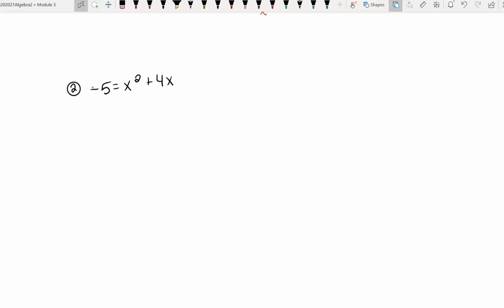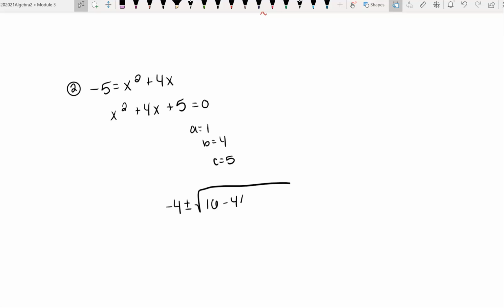Okay, I'm going to get it to look like what we've been getting it to look like. I'm going to have x squared plus 4x plus 5 equals 0. My a value is 1, b is 4, c is 5. Plug it into the quadratic formula, so I'll have -b plus or minus the square root of b squared minus 4ac all over 2a.